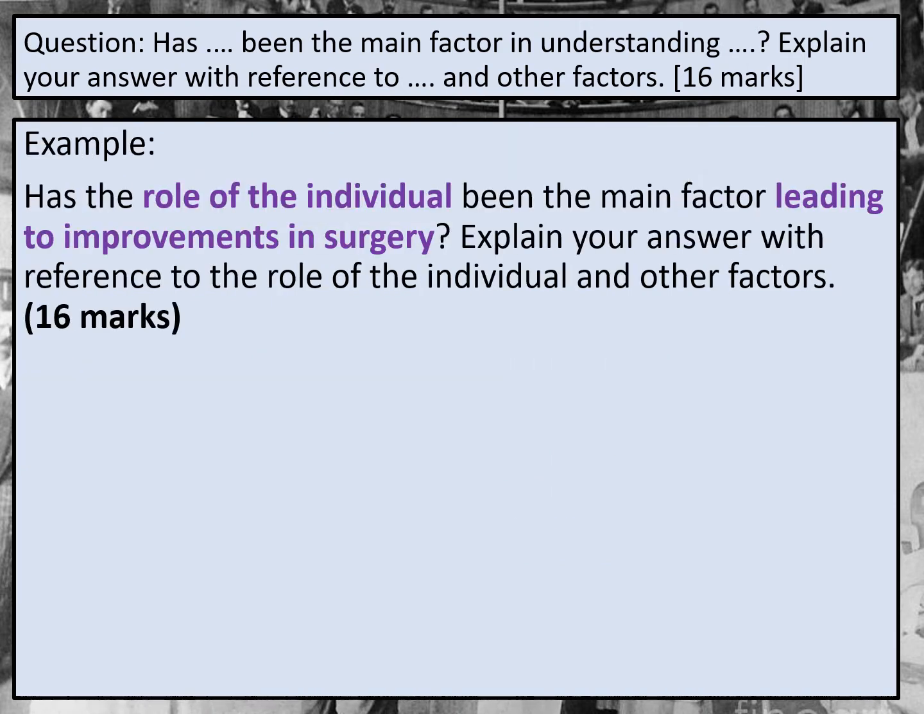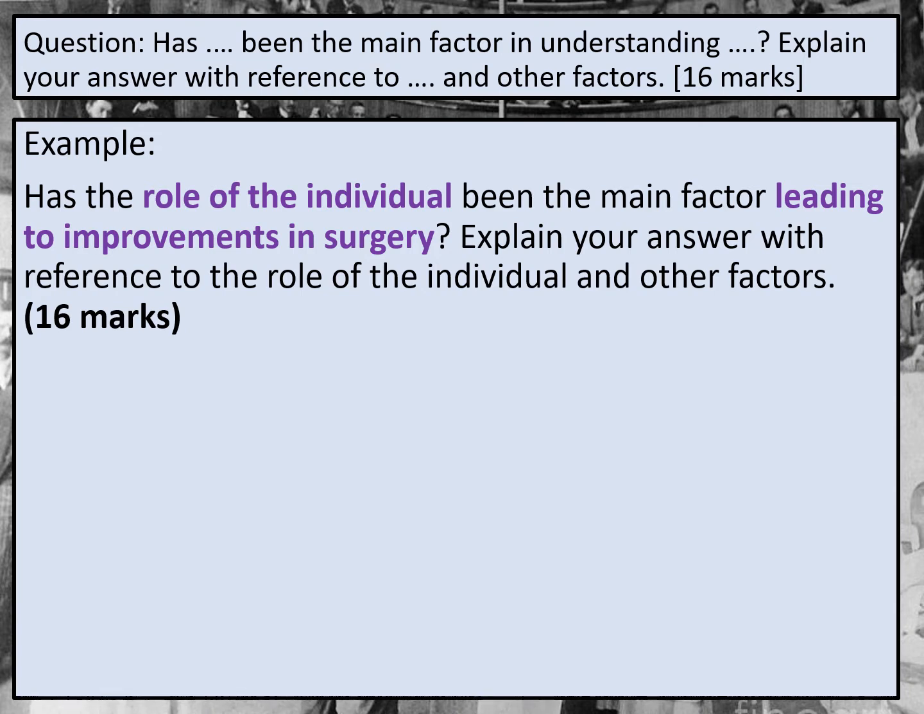Here's a question very similar to the one that you're going to be answering in the assessment. Has the role of the individual been the main factor leading to improvements in surgery? Explain your answer with reference to the role of the individual and other factors. So your first paragraph will be on the role of the individual and how individuals across those different time periods made improvements in surgery. Then you will do a second paragraph that will be about one of the other factors. So war could be the next one that you do. And you talk about war across the 4 different time periods and how that led to improvements in surgery.